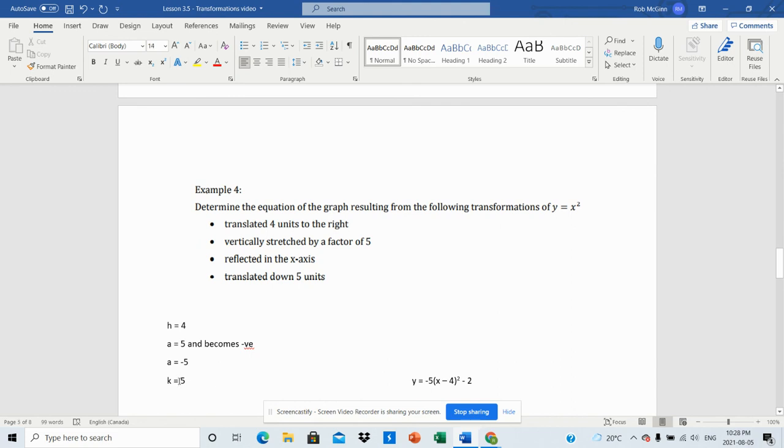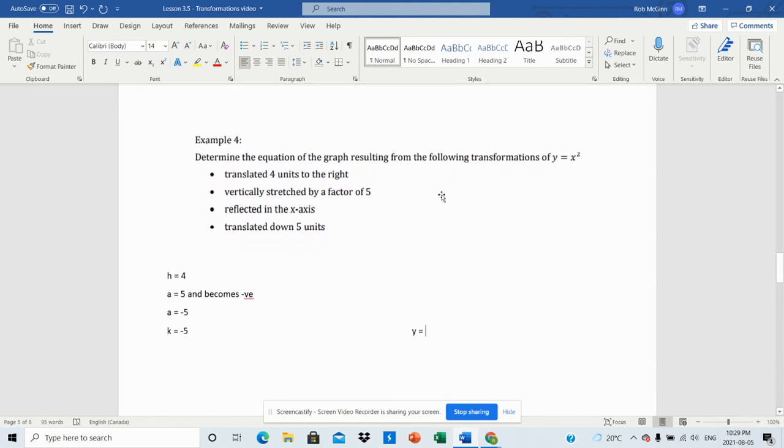Whoops. Lost my negative. So, let's just get rid of that. That's something I was working on. Accidentally forgot to erase. Sorry about that.